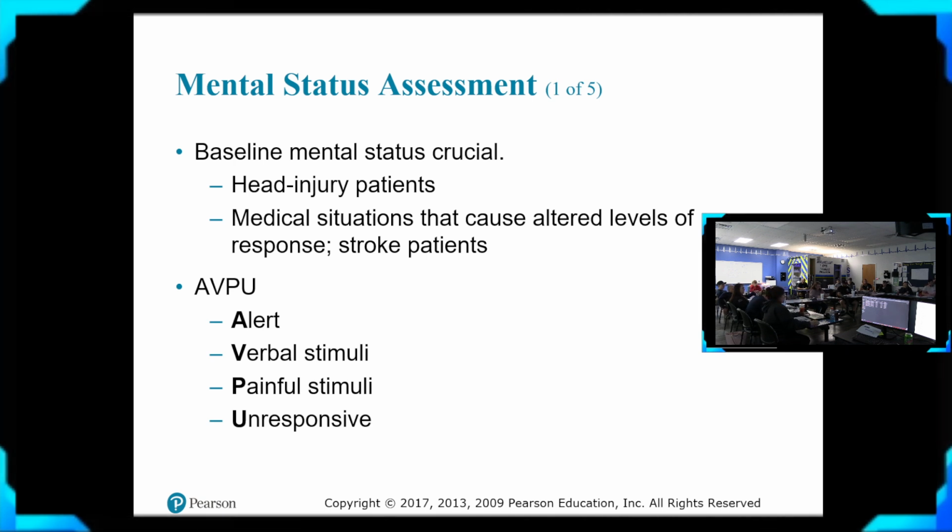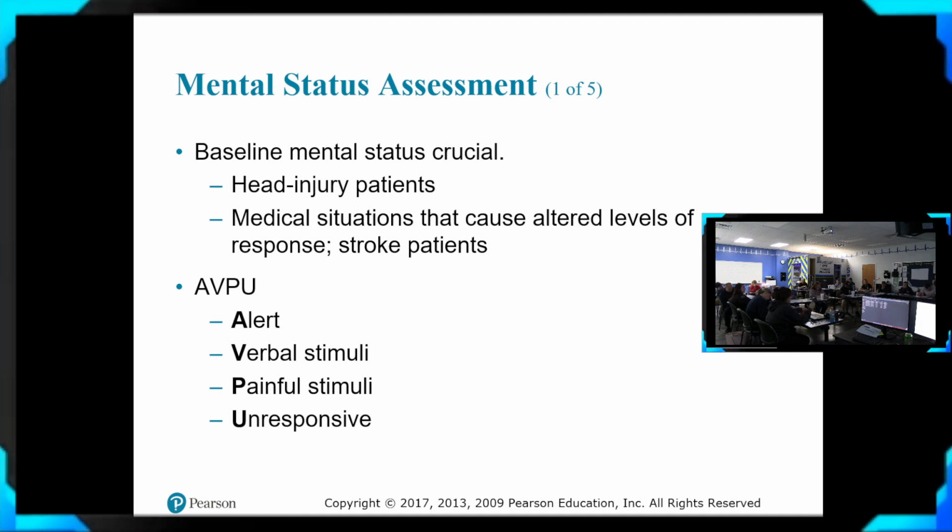Having a baseline mental status is crucial in anything, I feel like, because you need to know where you started versus your treatment and where you're ending. But it's very important in your head injury patients and your medical situations that can cause altered level of responsiveness: diabetics, strokes, neuroinfections, things like that. We should all know what AVPU is, but if you don't, it's right there. It's probably on a page in your book as well.